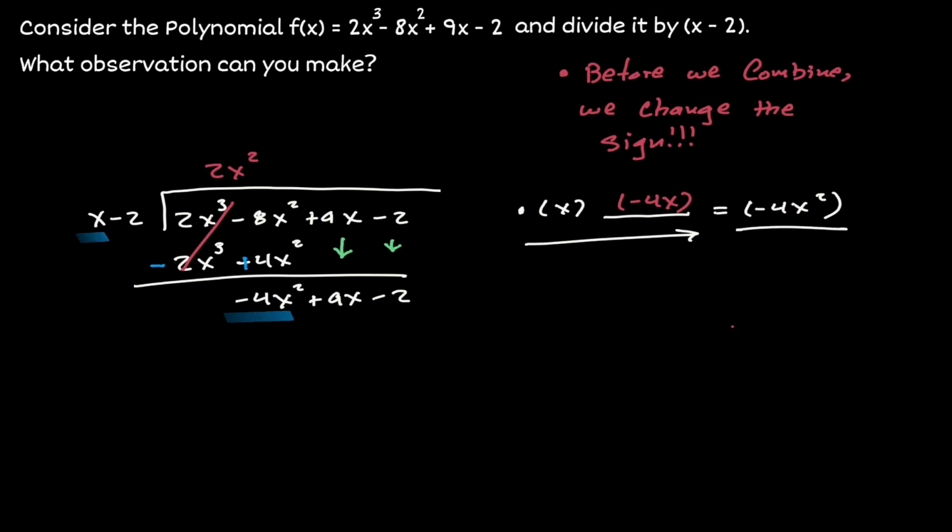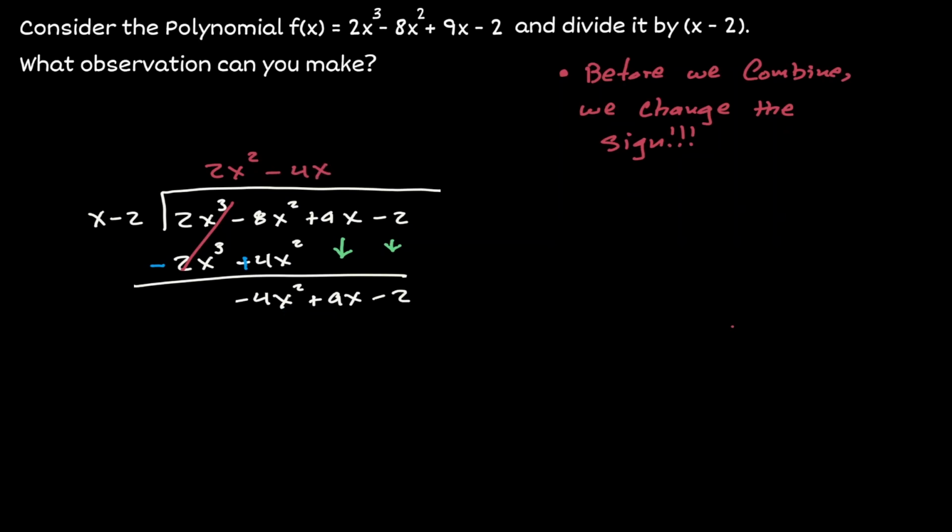So now we repeat the same process as before. Let's place that value on the top. And now let's multiply the whole expression on the outside times the second term that we have now. So let's start: x times negative 4x, that will be negative 4x squared.